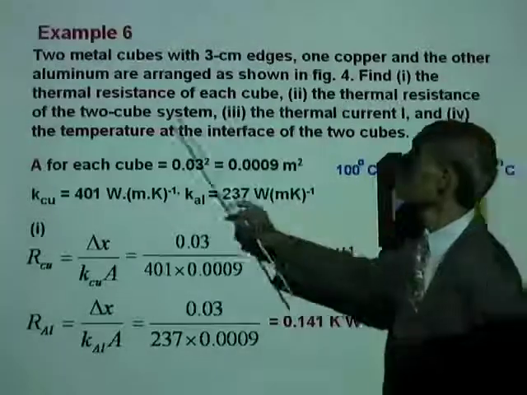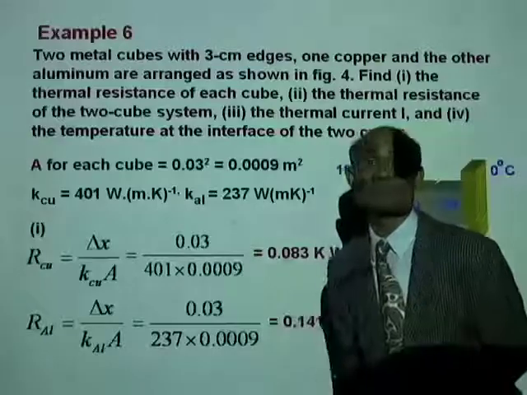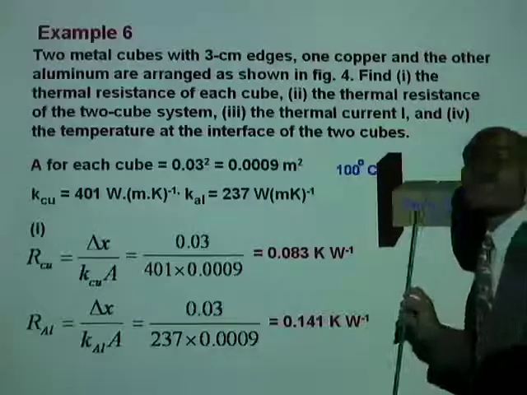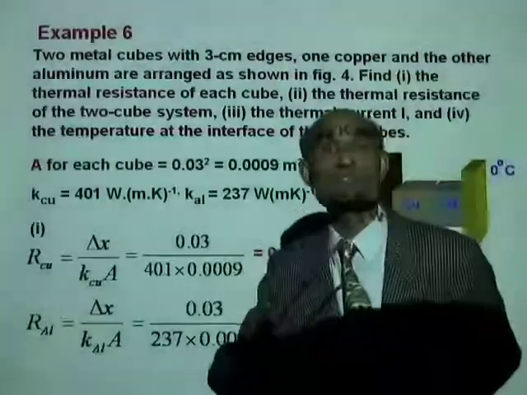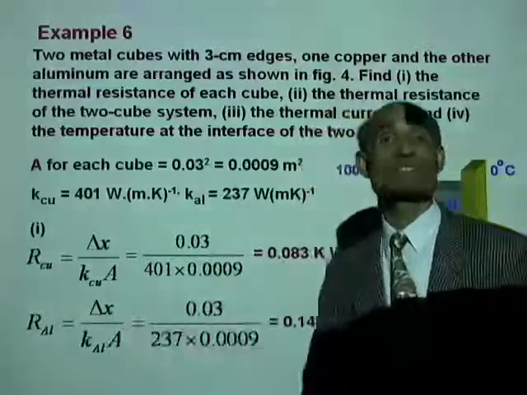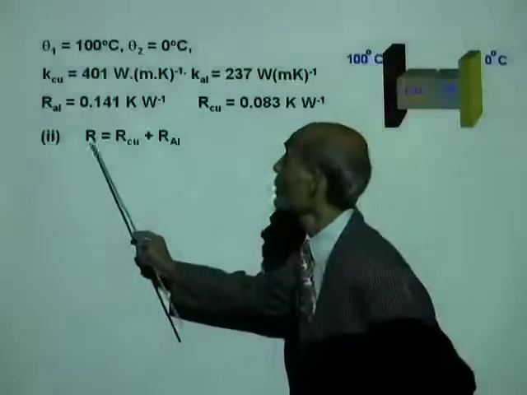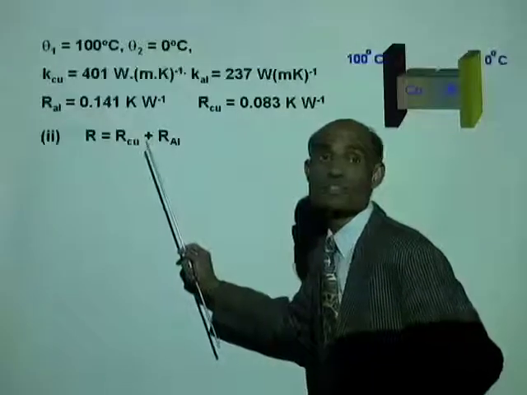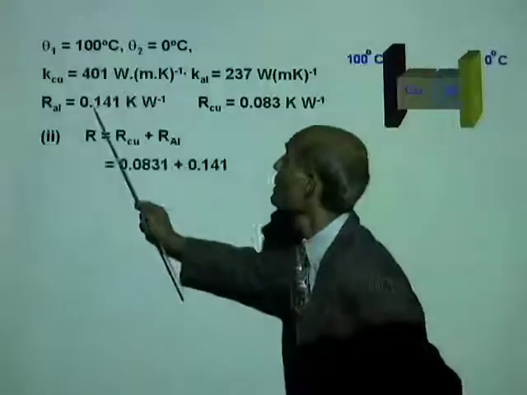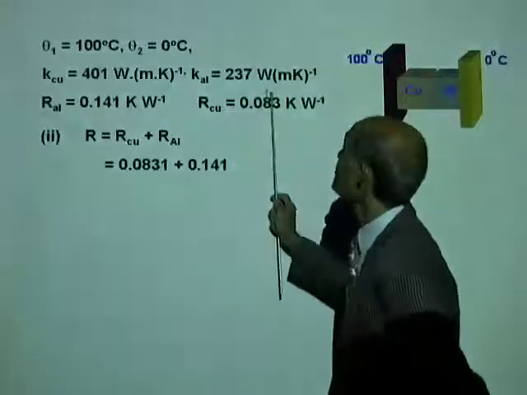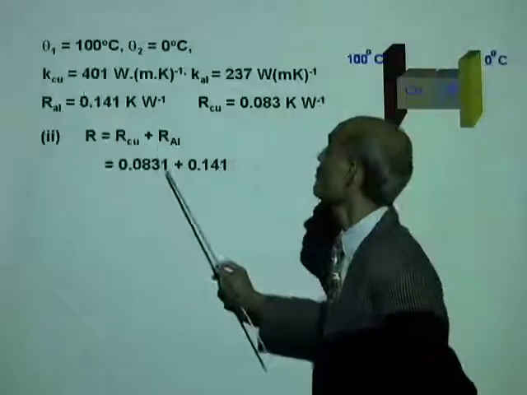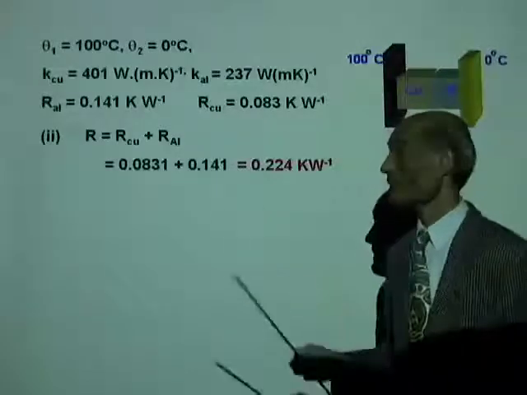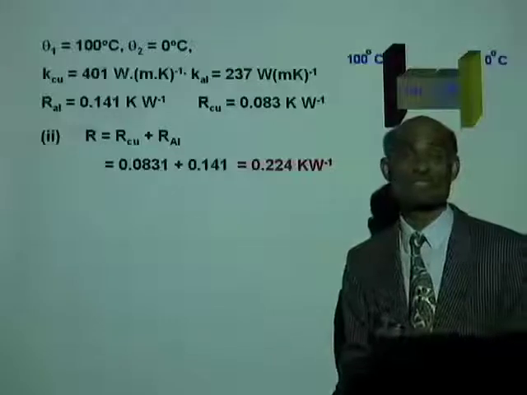What is the thermal resistance of the two cube system? Well, how are they arranged? They are arranged in series. Therefore, the thermal resistance of the system is the sum of the two resistances. So the total resistance is the resistance of copper plus the resistance of aluminum, and that will be 0.083 plus 0.141, and that is 0.224, and that is the total thermal resistance.